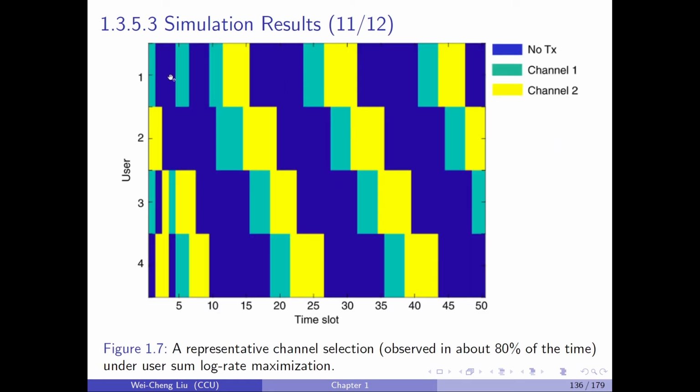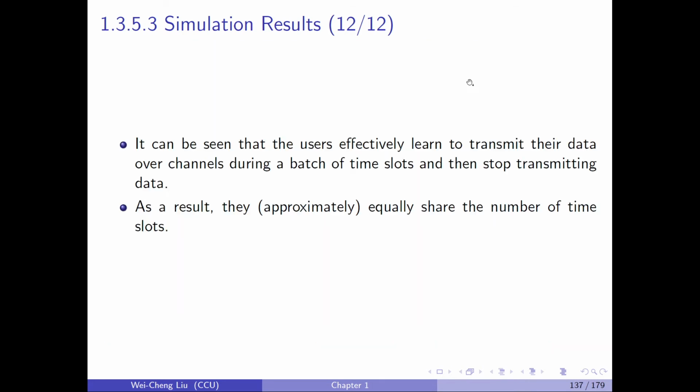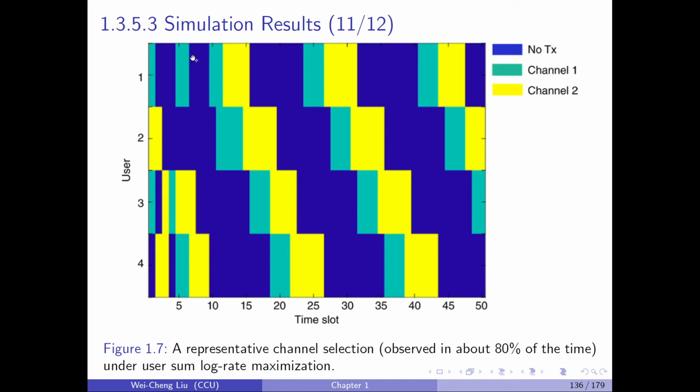For example, the user 1 does not transmit in this batch of time slots, and transmits in this batch of channel time slots in channel 1, and so on. As a result, they approximately equally share the number of time slots. Okay, you can see that they share the time slots in this manner. Okay, 1 2 no, 1 2 no, and 1 2 no, like this.